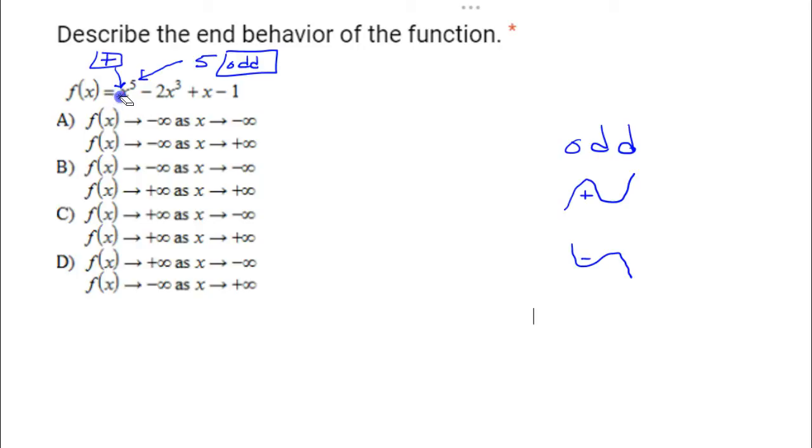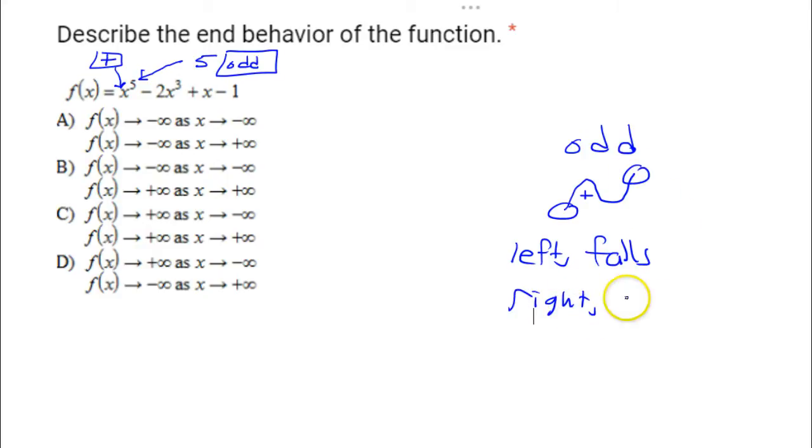Because there is no negative sign in front, this is a positive leading coefficient, so then we know that the end behavior will be like this. Now, put into words, as I look at this end behavior, I might say on the left, okay, it falls. On the left it falls, and on the right it rises. All right, on the left it falls, on the right it rises.